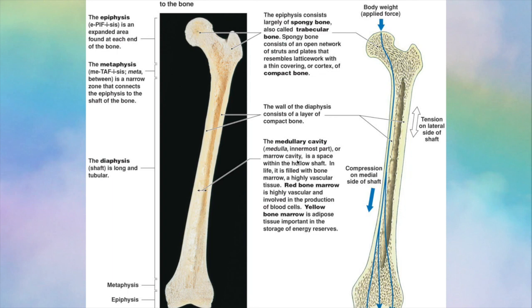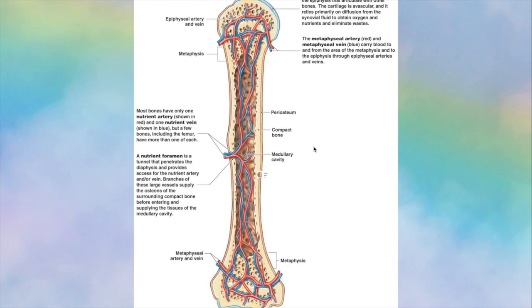In the middle of the long bone, we have what's called the medullary cavity, and it's filled with bone marrow. Red marrow is involved in the production of blood cells, and yellow bone marrow is adipose tissue, which is important for storing energy. And here we can see again the epiphysis, the diaphysis, another epiphysis at the end, and we can see they have a rich blood supply.